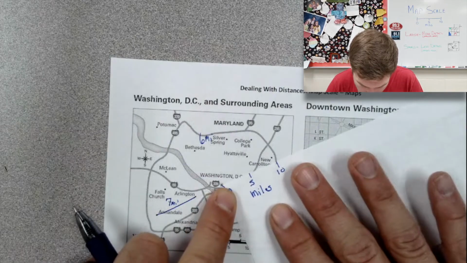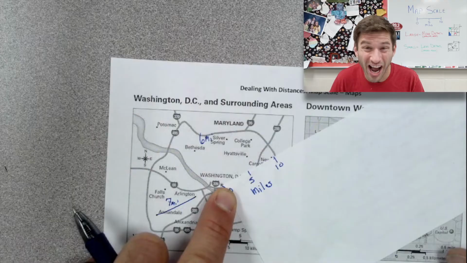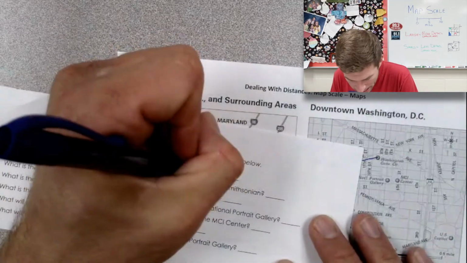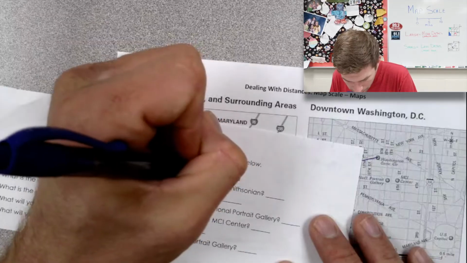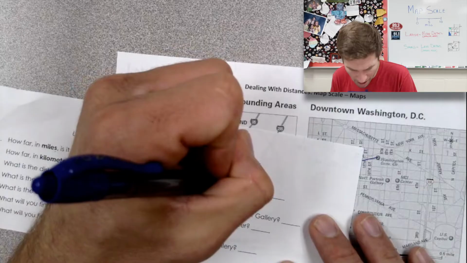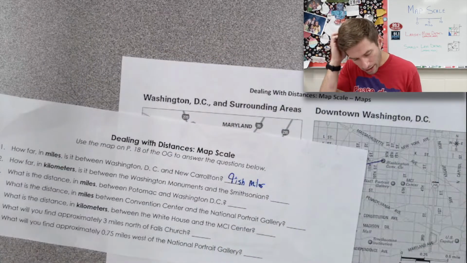I take my scale strip, I plop it down there, and we see that, oh, I don't know, it's just shy of 10. If you call it 10, that's probably good. I'm going to call it 9-ish, which is a technical term, ish, miles, because it's roughly 9 miles between Washington, D.C. and New Carrollton. Let's do one more.